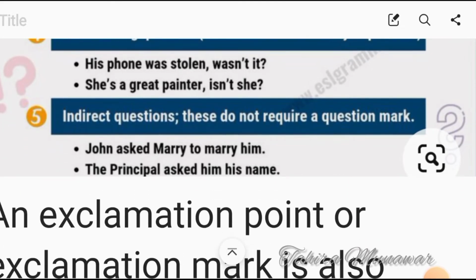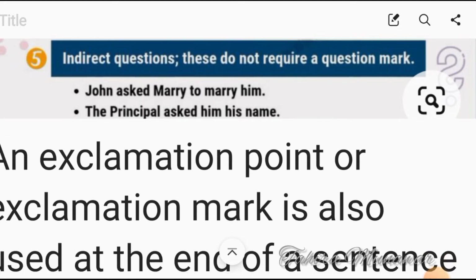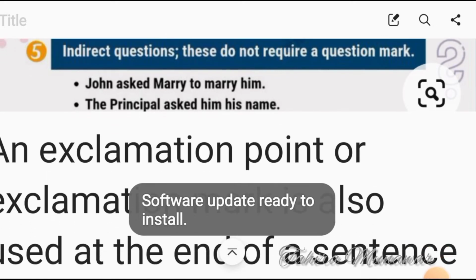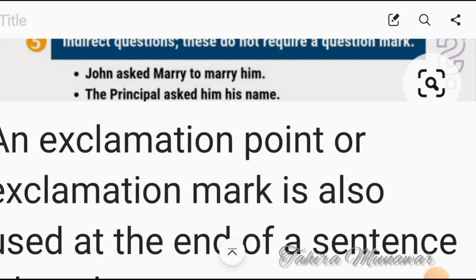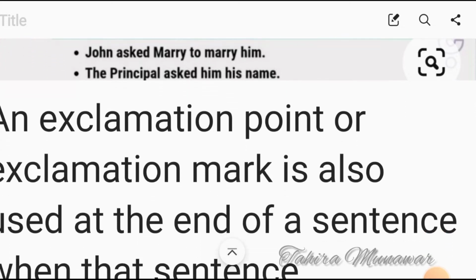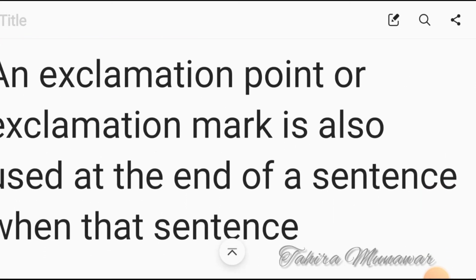Indirect questions do not require a question mark. When you are using this in indirect narration, you will not end a sentence with the question mark. John asked Mary to marry him. So next is an exclamation point.